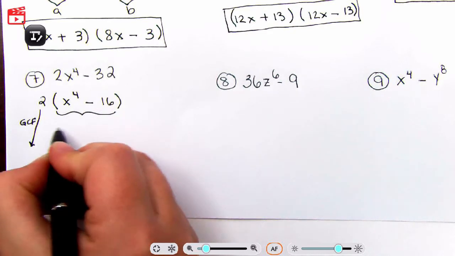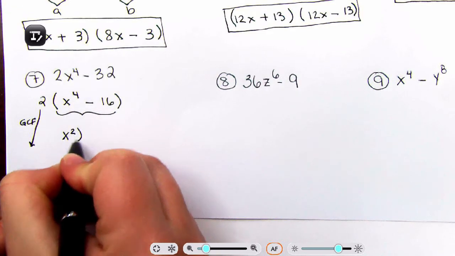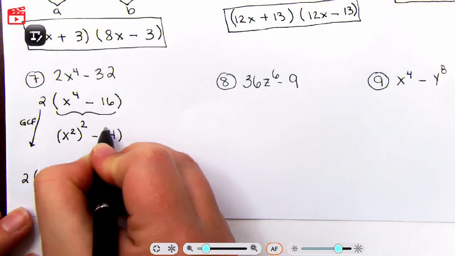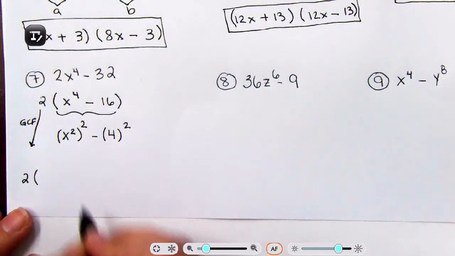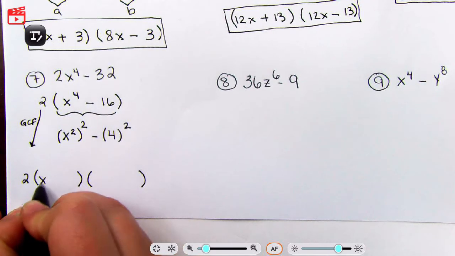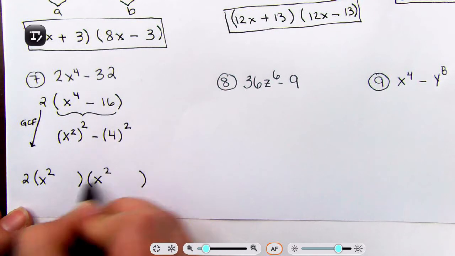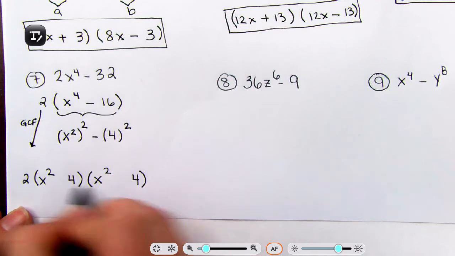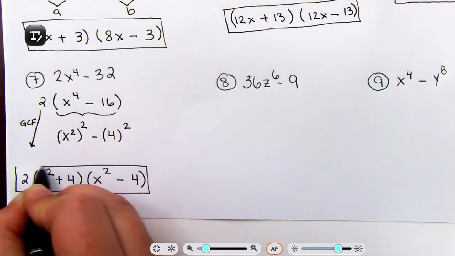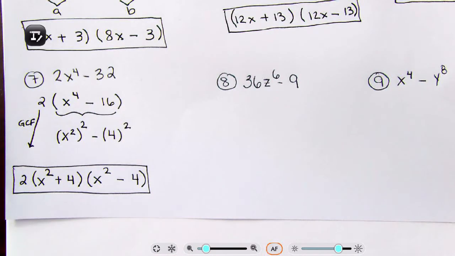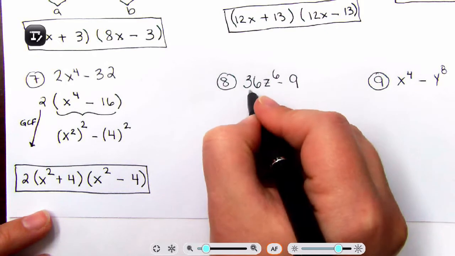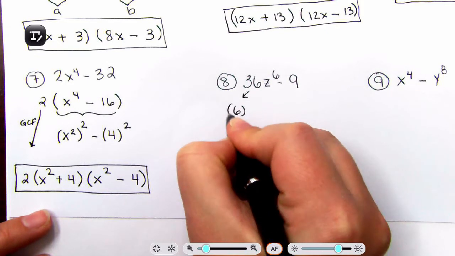X to the 4th power is x squared, and 16 is 4 times 4, which is 4 squared. So that means I have a and b. So a is x squared, b is 4, one is plus, one is minus. So this here, including my GCF, is our final answer. Let's try it again here with 36. 36 is 6 times 6. I'm going to have 6 squared.